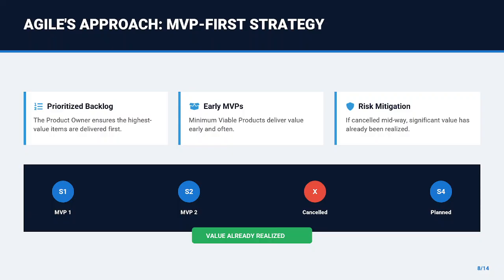How does Agile handle this? Look at the Agile value delivery model. Agile prioritizes value through the product backlog. The product owner ensures that the highest value items are at the top of the backlog and are delivered first. By delivering minimum viable products, or MVPs, early and often, Agile ensures that even if the project is cancelled halfway through, significant business value has already been delivered and realized.